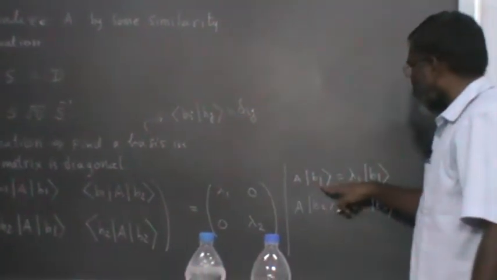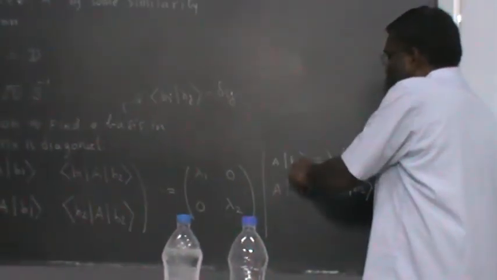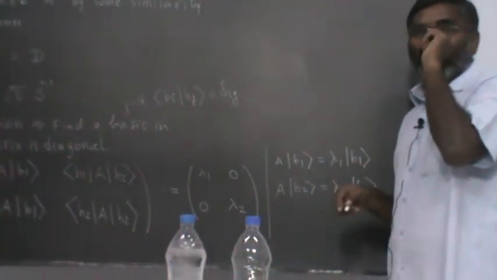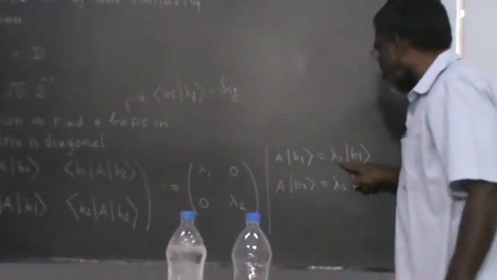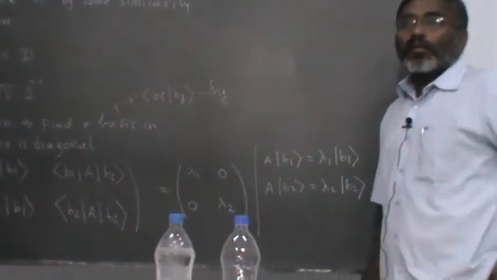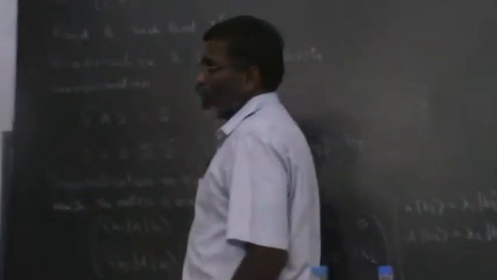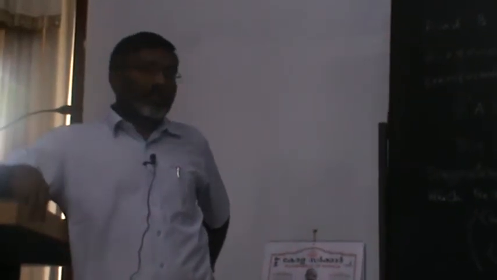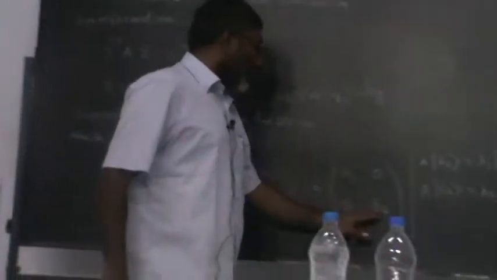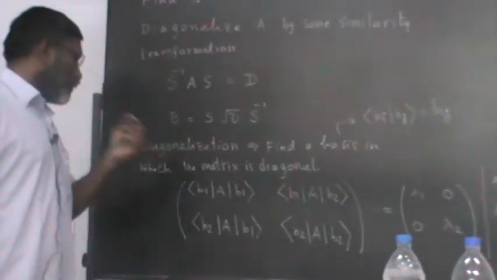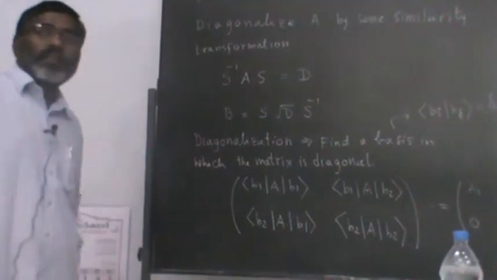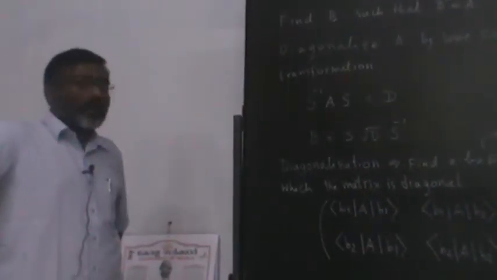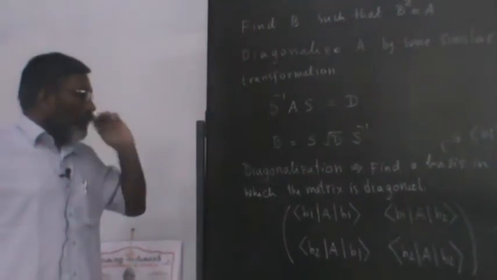If any vector satisfies this kind of relation, we call this an eigenvector of A, and this is called an eigenvalue of A. So the basis in which the matrix is diagonal are essentially eigenvectors of the matrix, and the diagonal elements will be eigenvalues of the matrix. So lambda 1, lambda 2 will be eigenvalues of the matrix, B1, B2 are eigenvectors of the matrix. So if you can find eigenvectors of the matrix, then you can say that.